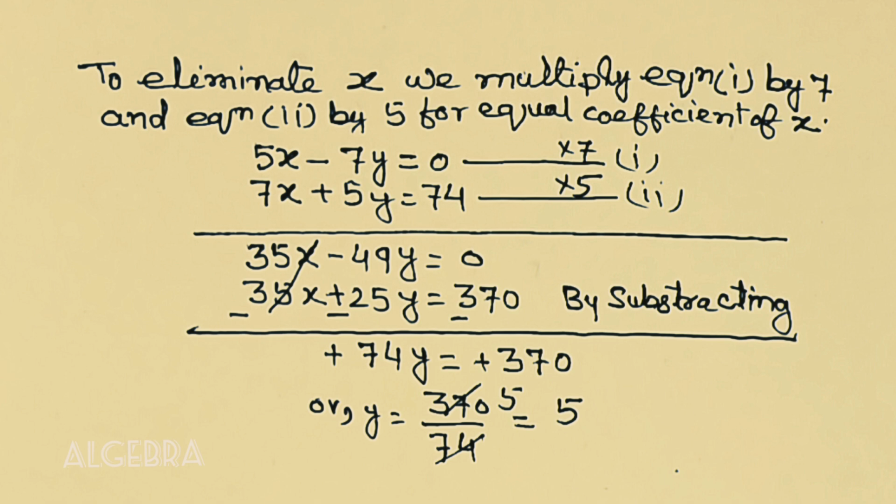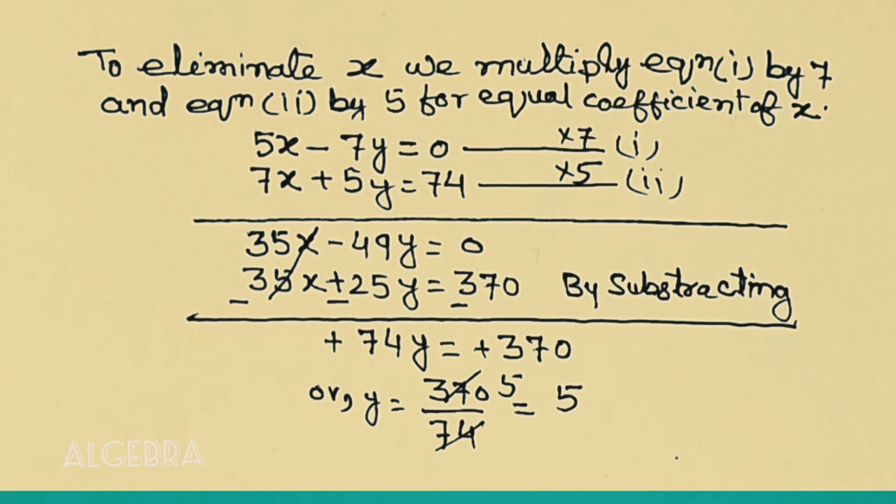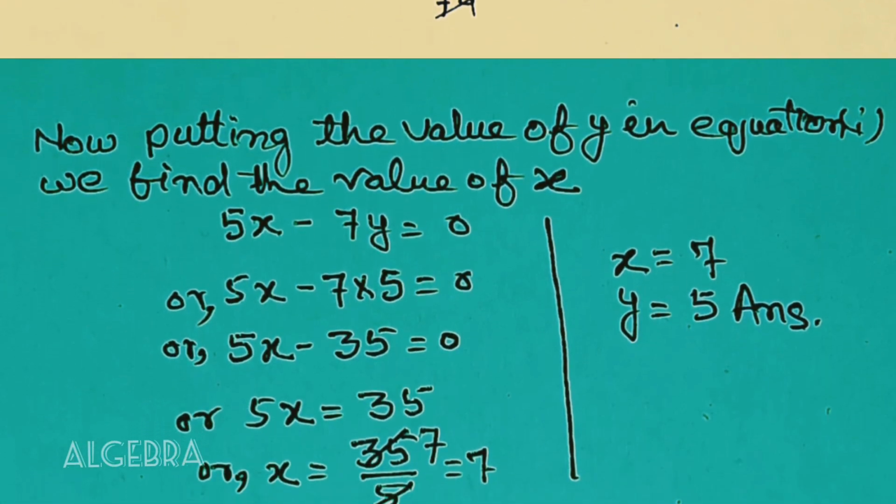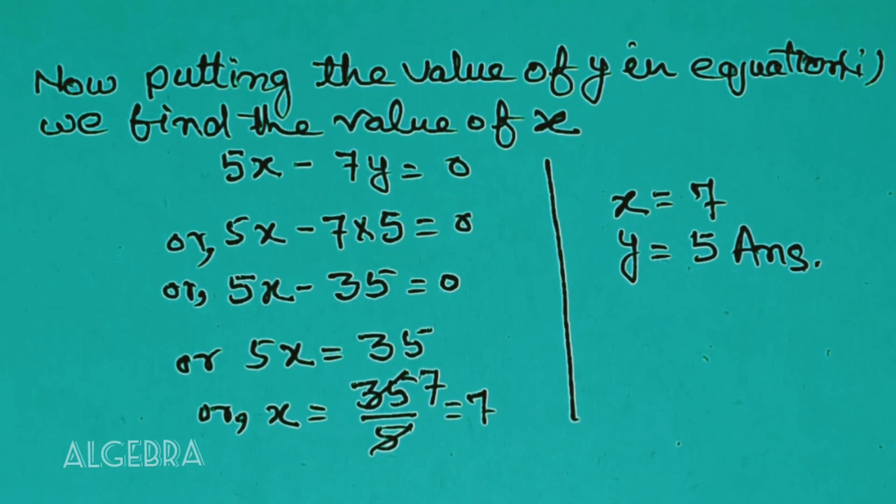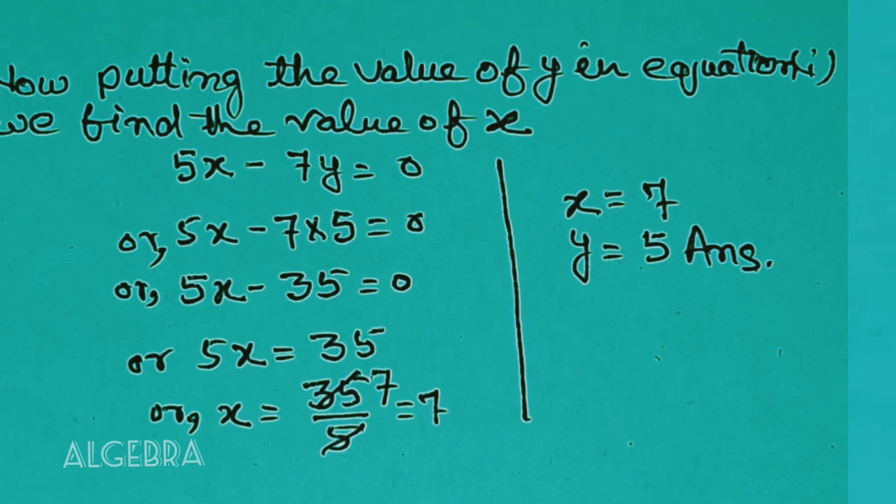By subtracting, -74y = -370, or y = 370/74 = 5. Now putting the value of y in equation 1, we find the value of x. 5x - 7y = 0, or 5x - 7 into 5 = 0, or 5x - 35 = 0, or 5x = 35, or x = 35/5 = 7. So x = 7 and y = 5. Answer.